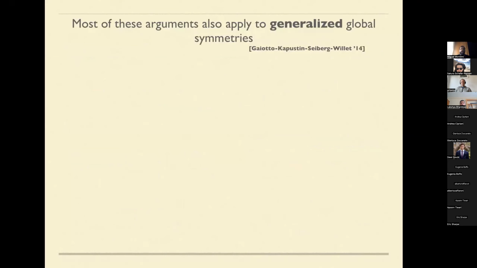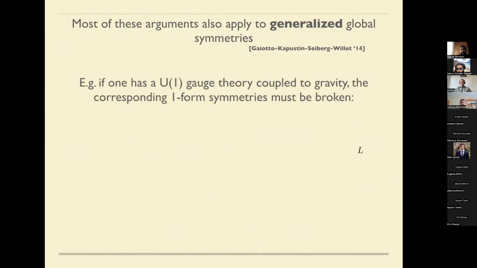So the way I was discussing before, I didn't say what the dimension was. I was talking about the symmetry. When you talk about the symmetry, you're implicitly talking about charged objects, but I didn't say anything about the dimensionality of those objects. And in fact, most of these arguments apply not just to zero-form symmetries, but also to generalized global symmetries for which the charged objects are extended.